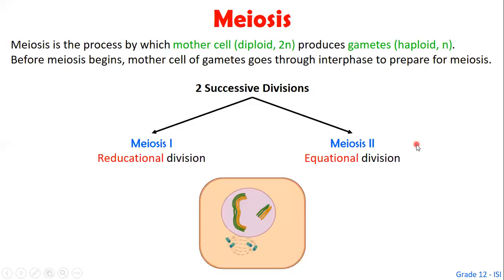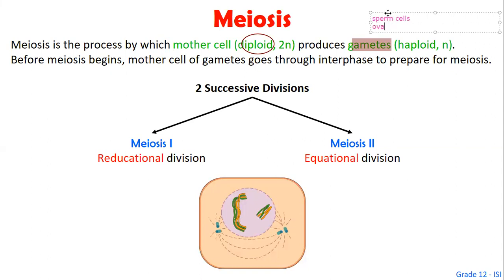Another type of division is meiosis. In both mitosis and meiosis, we start with a diploid cell. But now, the function of meiosis is to produce gametes, to make the sex cells, which are the sperm cells and the ova. This is the function of meiosis. So out of a diploid cell, we get haploid cells.